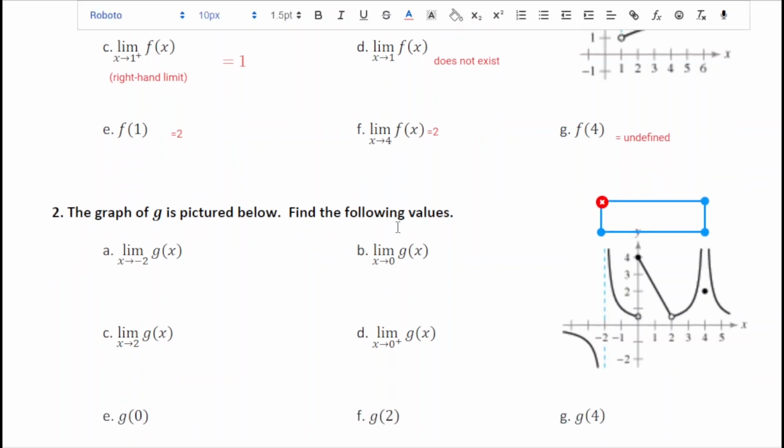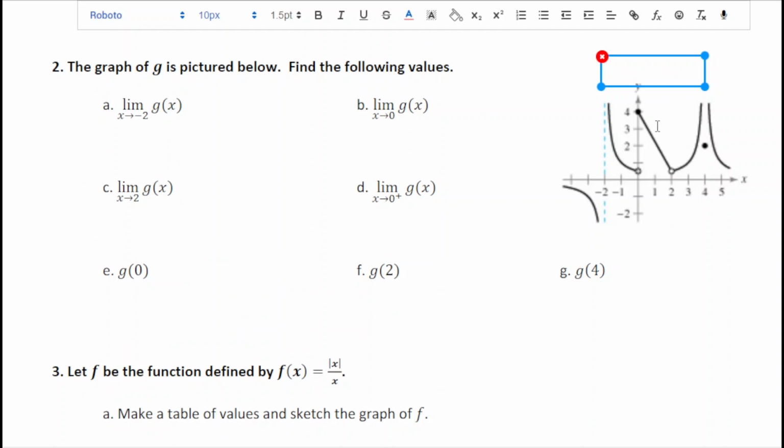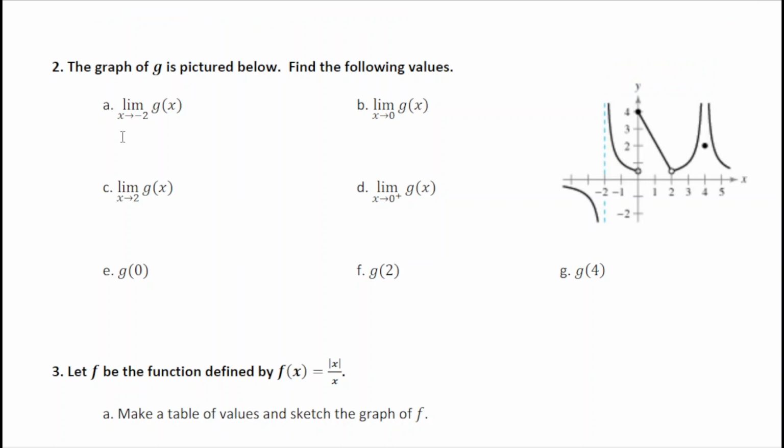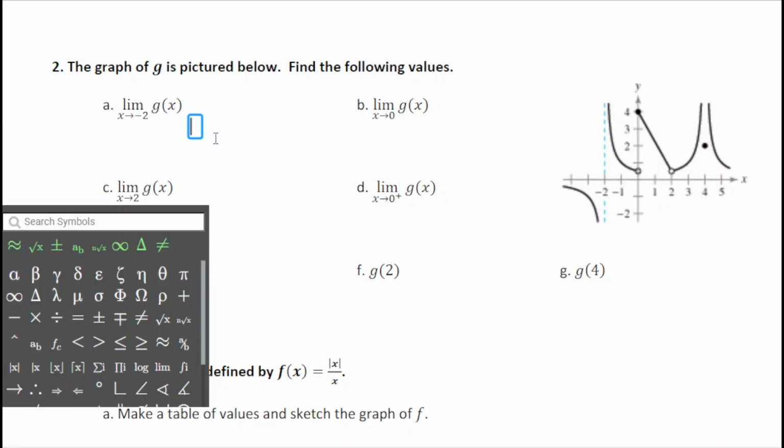All right, let's take a look at number 2. So we got another piecewise function, the 1, 2, 3, 4, 5 pieces, 6 if you include this singular point. Well, I guess we would need to. So let's go ahead and start answering these limit questions. As x approaches -2, we can see from the left-hand side it's approaching negative infinity. From the right-hand side it's approaching positive infinity. Those do not agree, so we're going to say it doesn't exist.